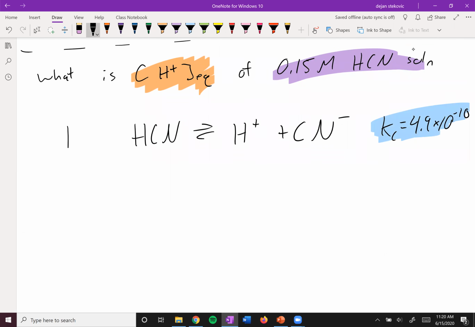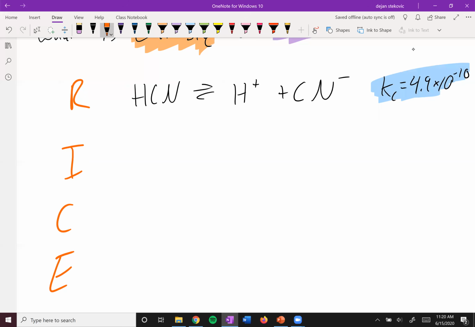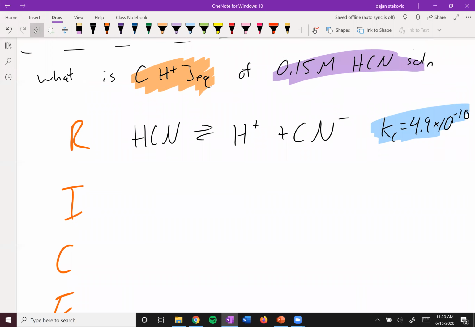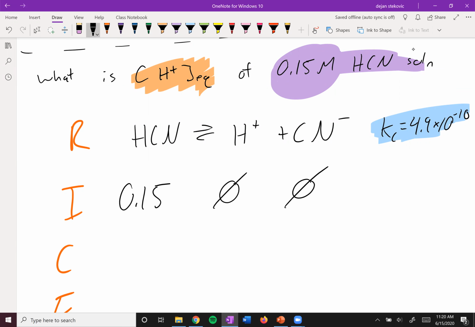And so naturally you want to start off with your RICE table. So RICE. And then we're already given the equation. Next thing we want to think about is what our initial concentrations were. Well, it only gave us one concentration, and so we can write the 0.15 molar right in here. We're going to assume that the reaction just started, so these other ones are going to be 0.